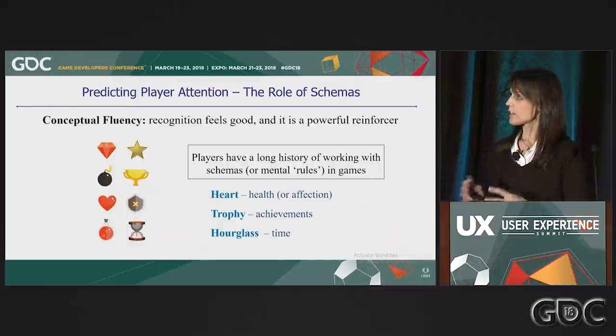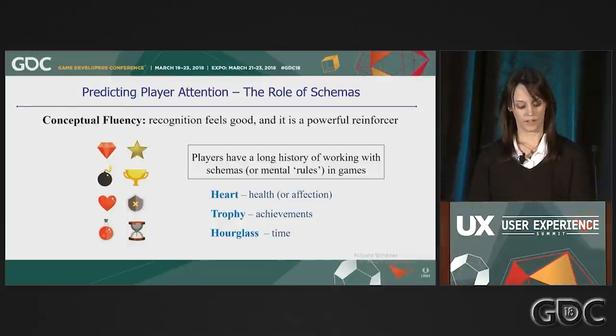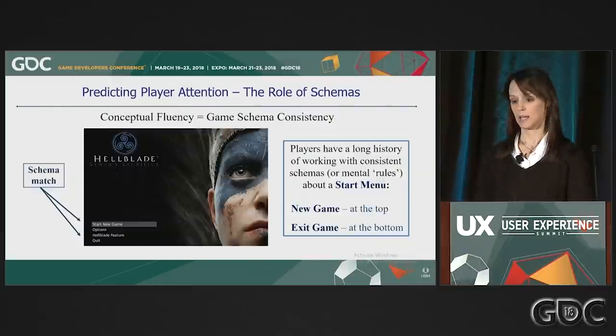So players have a long history, as you can see, with certain icons for schemas, and we build game icons around those perceptions that can and should be easily recognized. And when we do recognize them, it aligns with what we know and what we expect. And it's automatic, information processing is easy, and it feels good. And really, this is now getting into the domain of UX versus UI, which I don't have time to talk about today. But I wanted to introduce this concept here, because we are going to circle back to it. So let's consider an example of how a typical player would interact with something like a game menu.